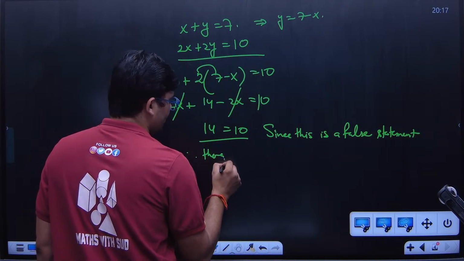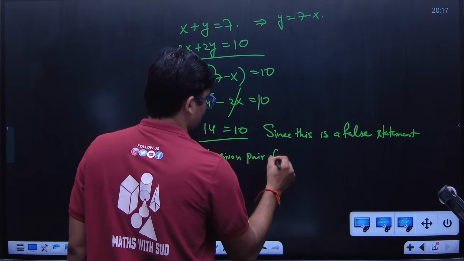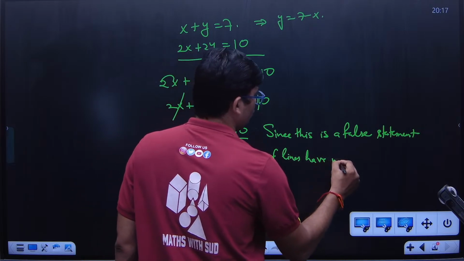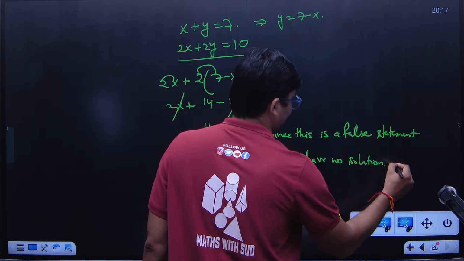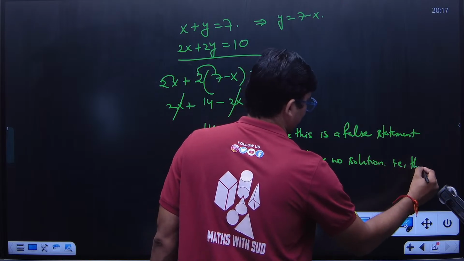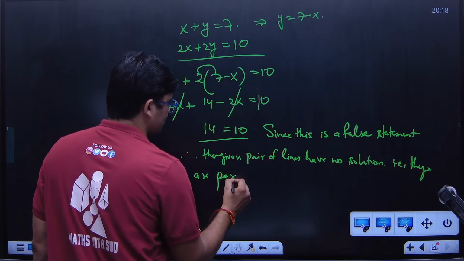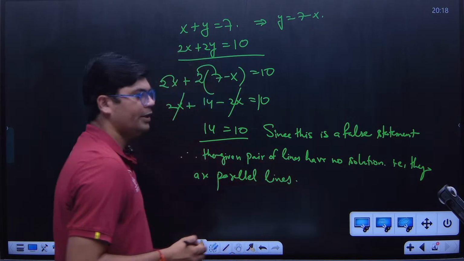the given pair of lines have no solution. No solution means they are parallel lines. What lines? Parallel lines. Are you getting it?